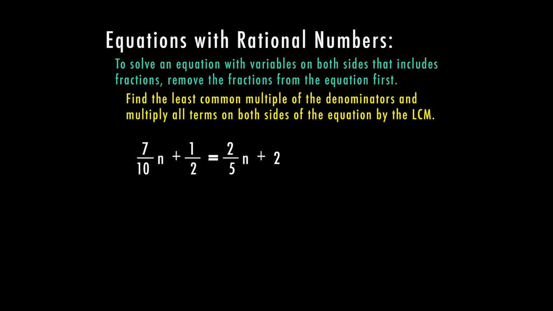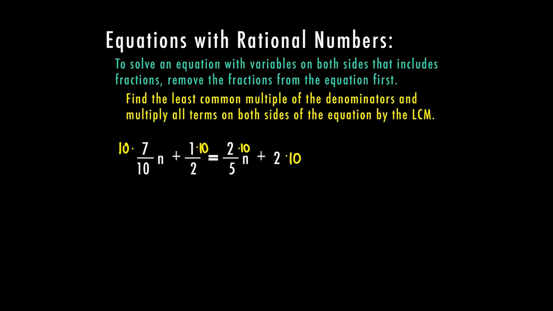So we have 10, 2, and 5. If you remember, the least common multiple is the smallest number that all three of those numbers will multiply into. And so 10 is going to be our least common multiple. So what I want to do is multiply every term by 10. So I'm going to do times 10 here, times 10, and times 10.